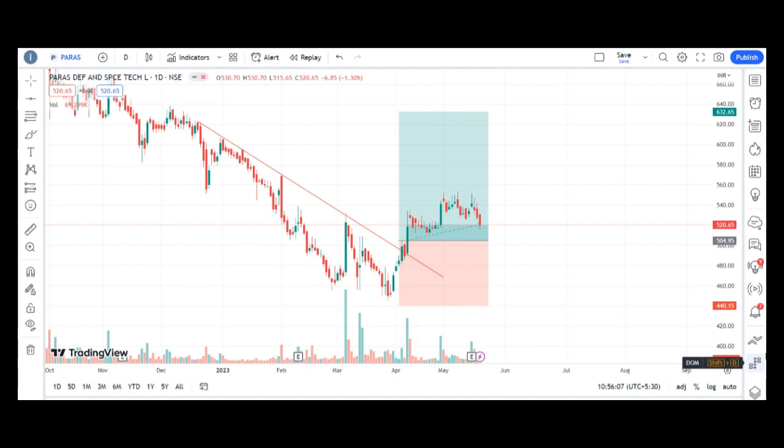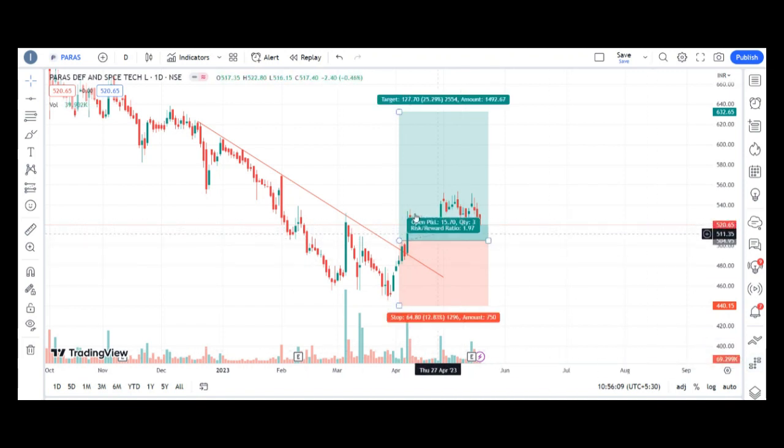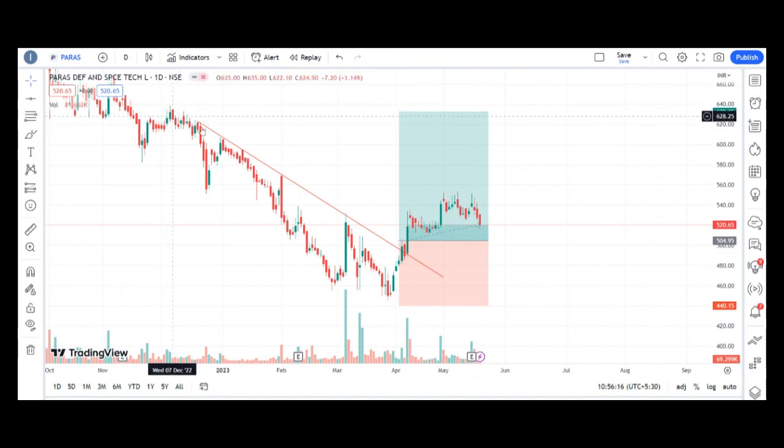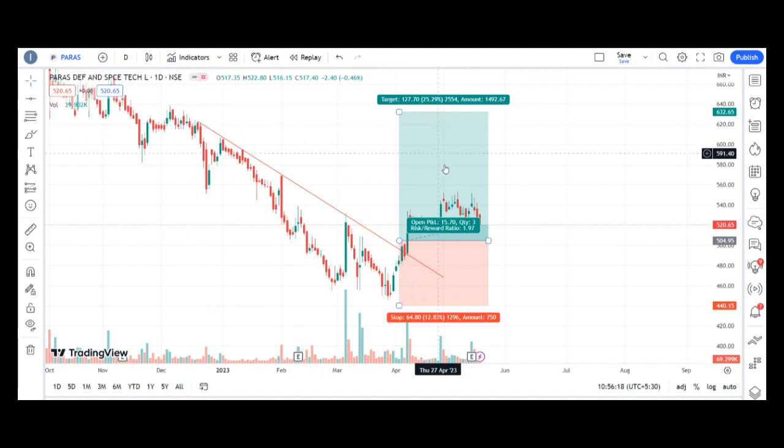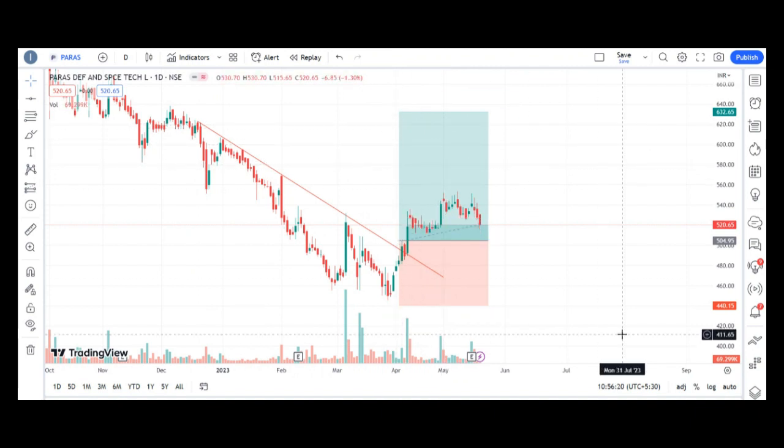So this is our Paras trade. Right now the stock is consolidating a bit, and we want price to come around this portion, around this resistance area. Okay, this will be our target price. So we will see when the price moves.